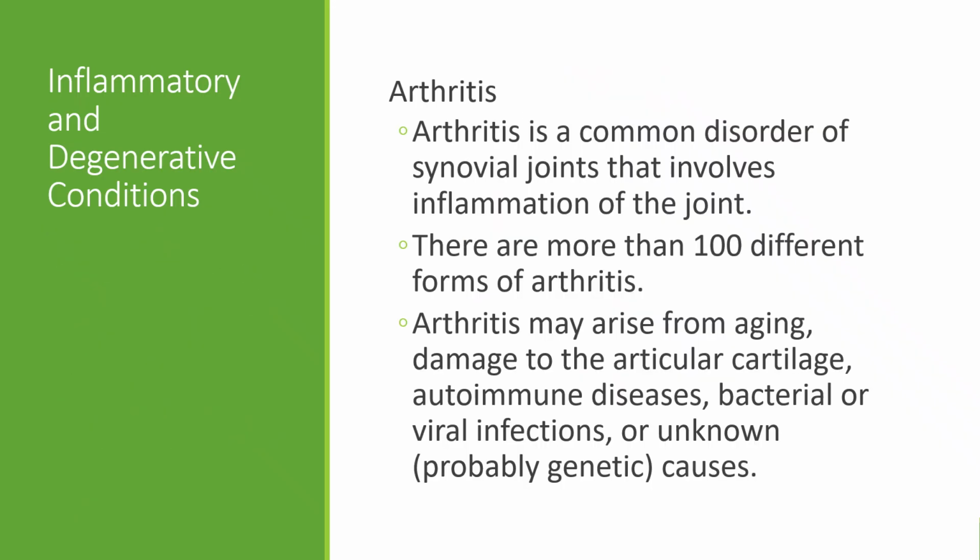Arthritis is a common disorder of the synovial joint and involves inflammation of the joint. So this is inside of the joint itself. Surprisingly enough, there's more than 100 different forms of arthritis. It can be a part of the natural process of aging. It can be because of damage to the articular cartilage, which is what I was telling about. Be nice to your joints because when you damage them, arthritis will rear up when you get a little older. Autoimmune diseases can cause arthritis, bacterial and viral infections, and there can also be a genetic component to this.